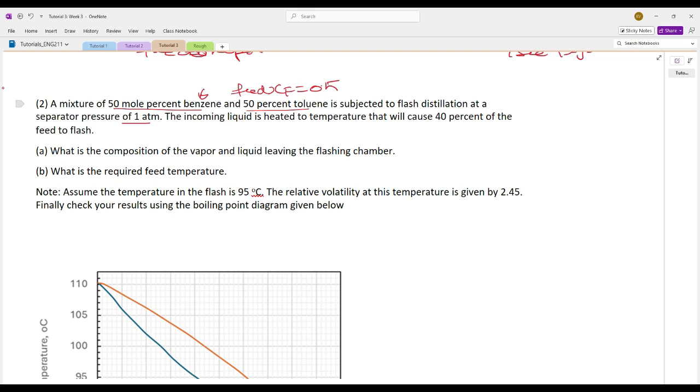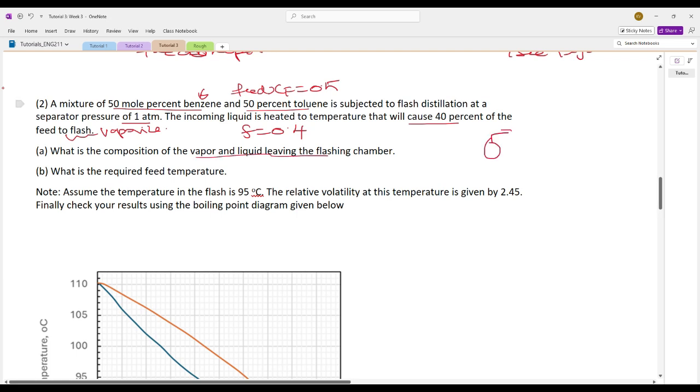So P is given. The incoming liquid is heated to a temperature that will cause 40% of the feed to flash. This means 40% of the feed vaporizes. So the fractional vaporization F is equal to 0.4. What is the composition of the vapor and the liquid leaving the flash chamber?